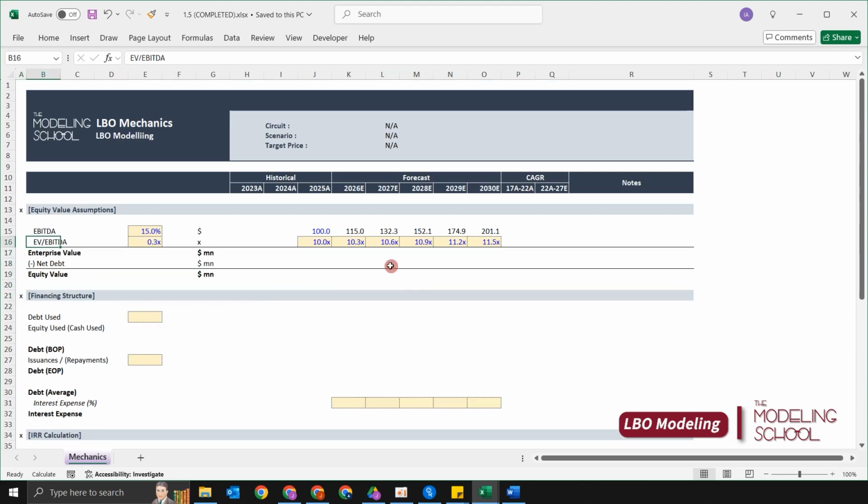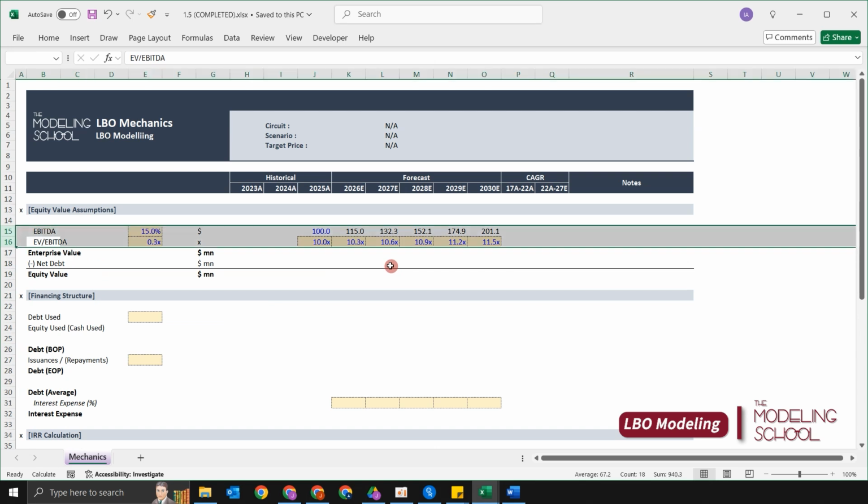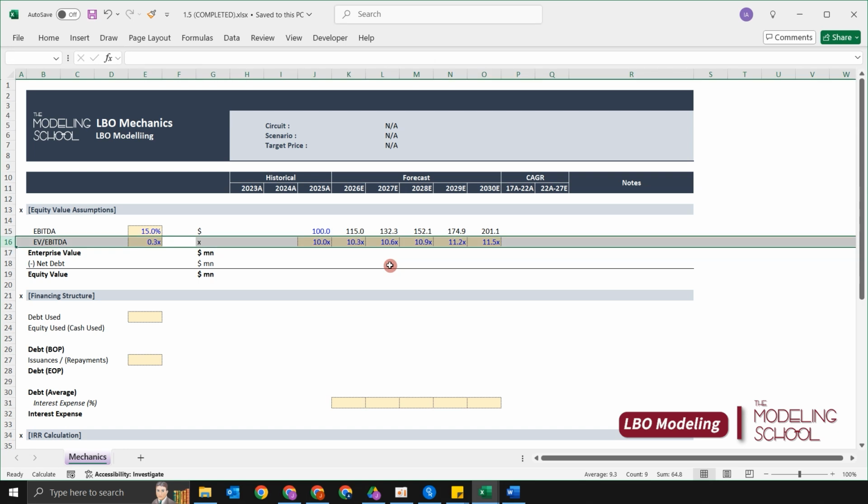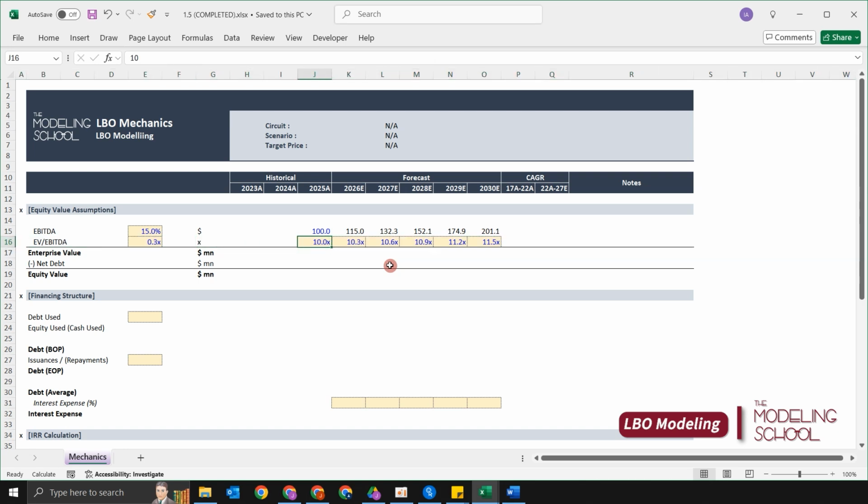We have already provided you with the EBITDA and EV/EBITDA multiple assumptions. You can see that EBITDA is growing at 15% per year, so it's very healthy growth. Even the multiple is also growing 0.3 times each year, so it starts from 10x to 11.5x after 5 years.